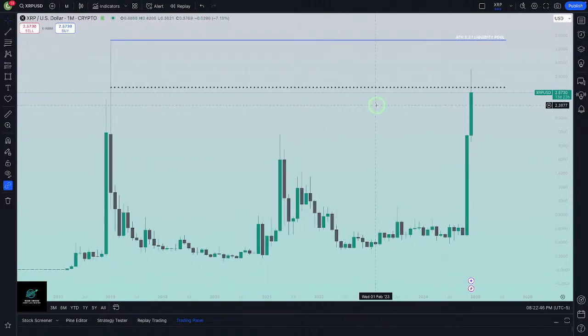So, we arrived at the premium discount arrays. We defined what the market structure is on the monthly.